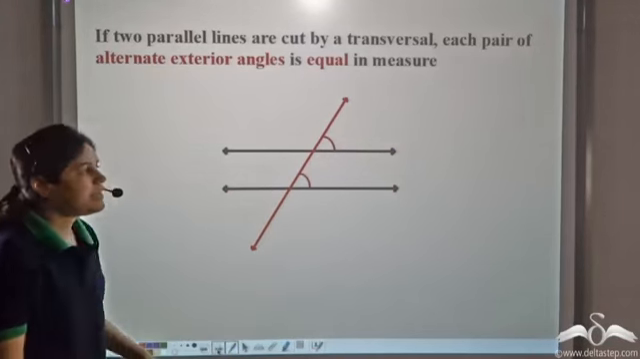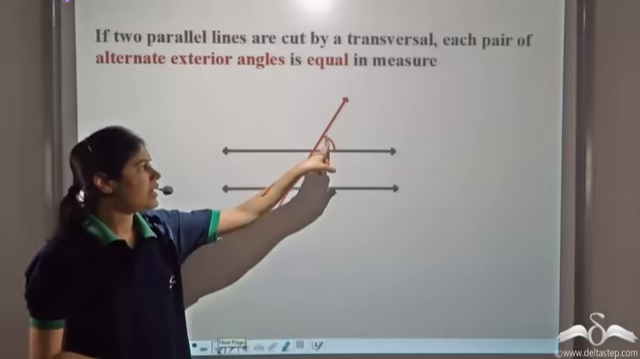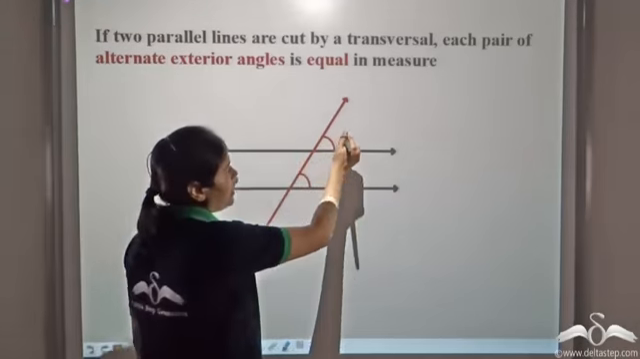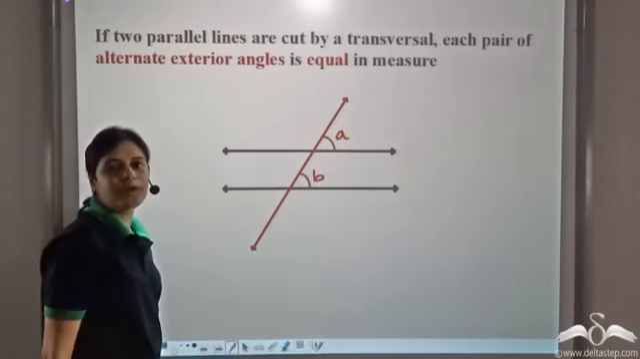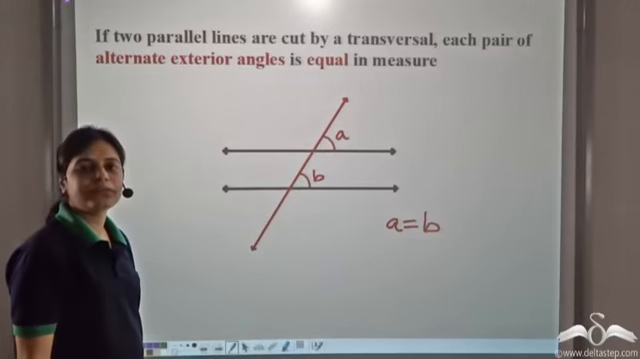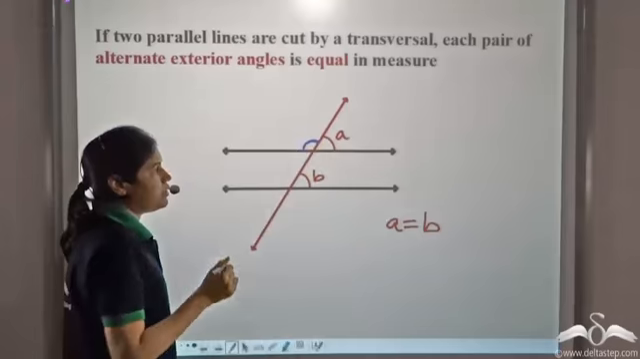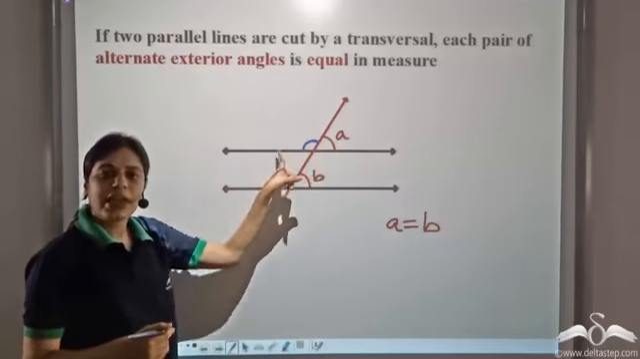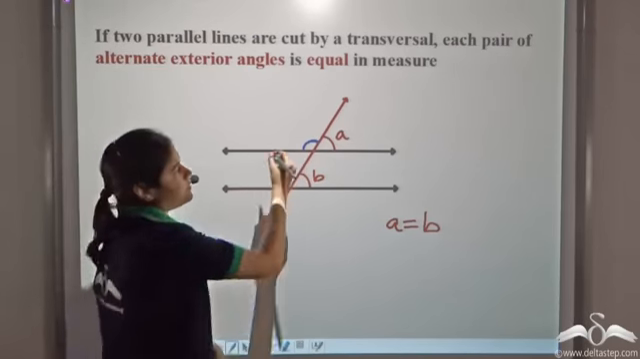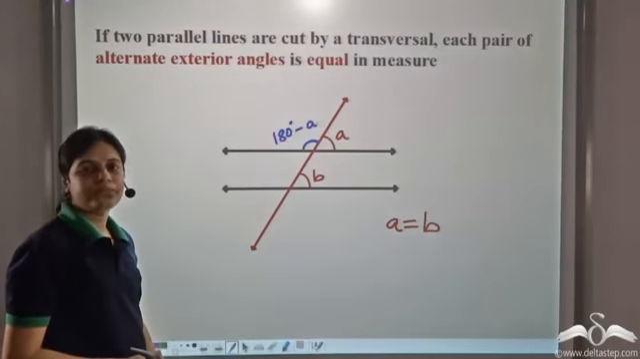Well, we can prove this by an alternative method as well. Let us see how. Again, these two are corresponding angles, and in case of parallel lines, the corresponding angles are equal. So I can say that angle A is equal to angle B. Now, look at this angle. This angle and angle A lie on a straight line, so they form a linear pair of angles. So this angle is 180 degrees minus A.